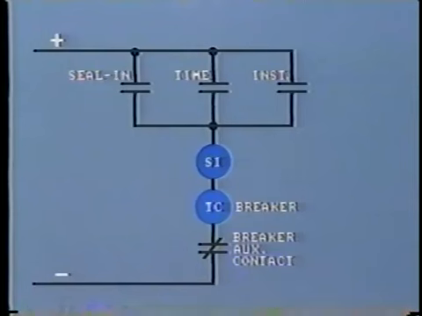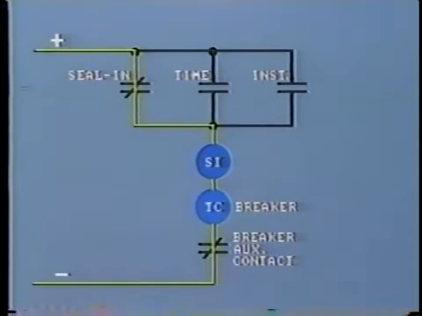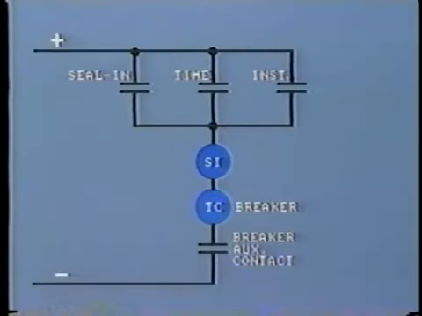closure. When the time delay contacts touch even momentarily, the seal-in relay picks up and the circuit now remains securely closed through the seal-in contacts. Only when the breaker opens does this auxiliary contact open, thus interrupting the tripping circuit and de-energizing the seal-in relay.